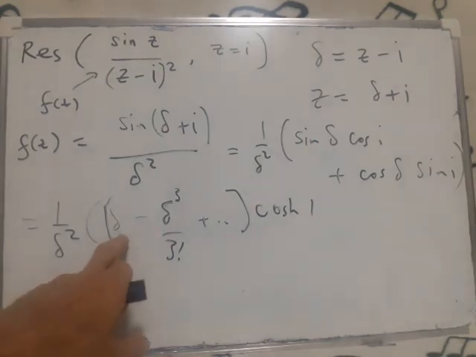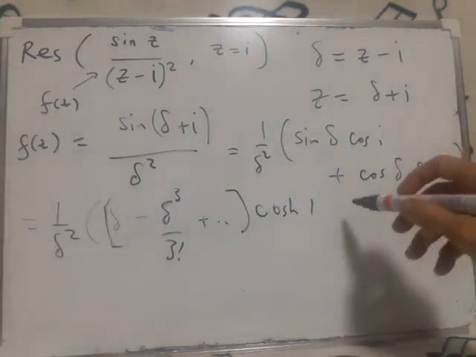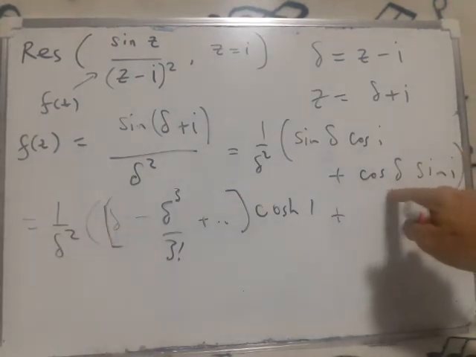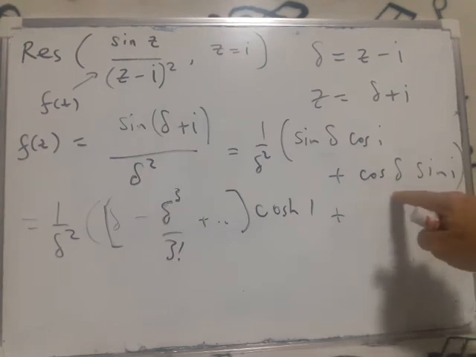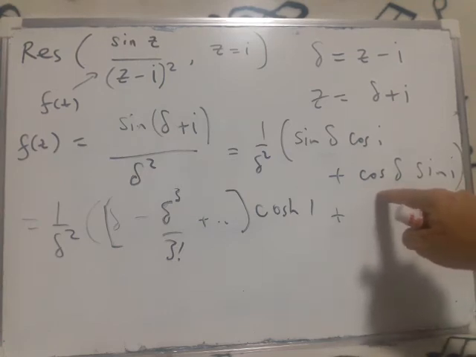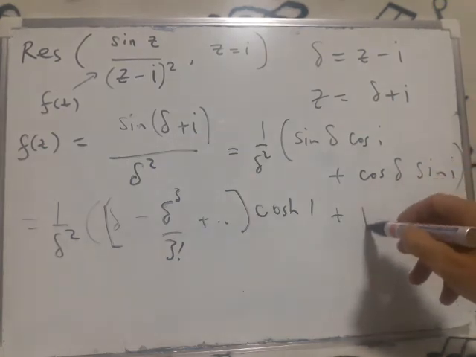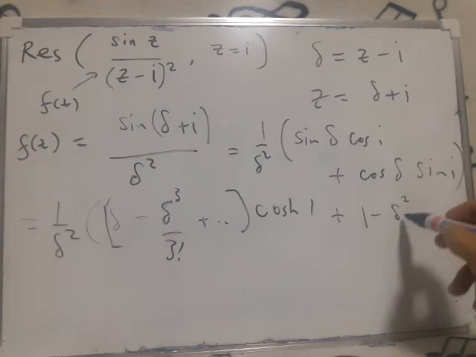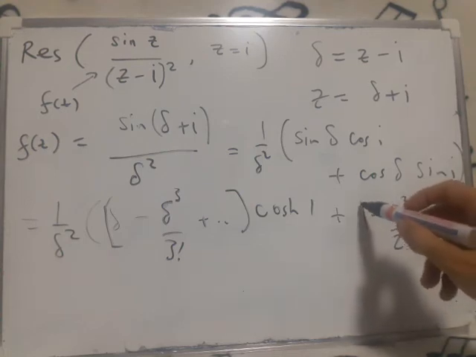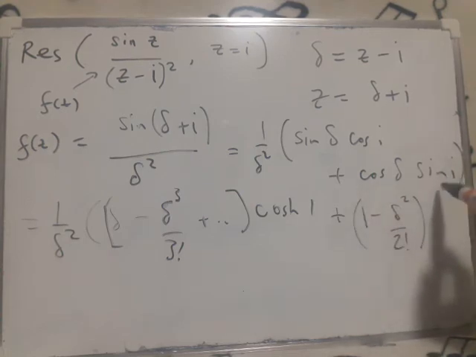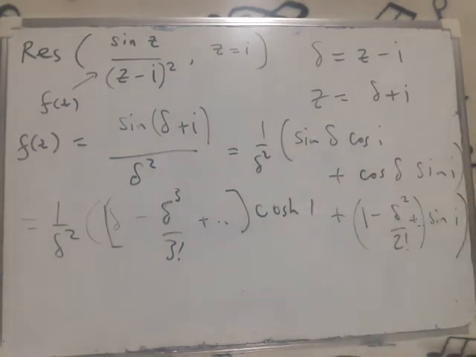We could actually stop here because we've already found the coefficient of 1 over delta, but I'll just continue for completeness, just to check we don't get anything from here. With experience you realize that you're not going to get anything from here, but just to check, cos delta is 1 minus delta squared over 2 factorial, and times sine i. Okay, we'll just leave it like that. We don't need to do anything with it. Plus dot dot dot.